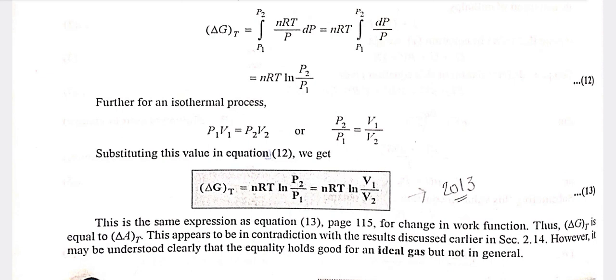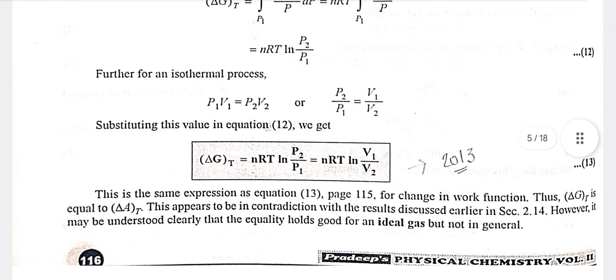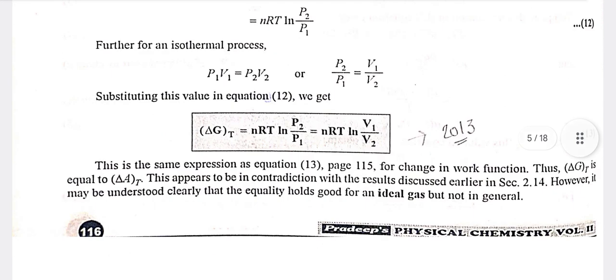Further, as for an isothermal process, P2 by P1 equals V1 by V2. Substituting this value in equation 12, we get del G equal to nRT ln P2 by P1 equal to nRT ln V1 by V2.